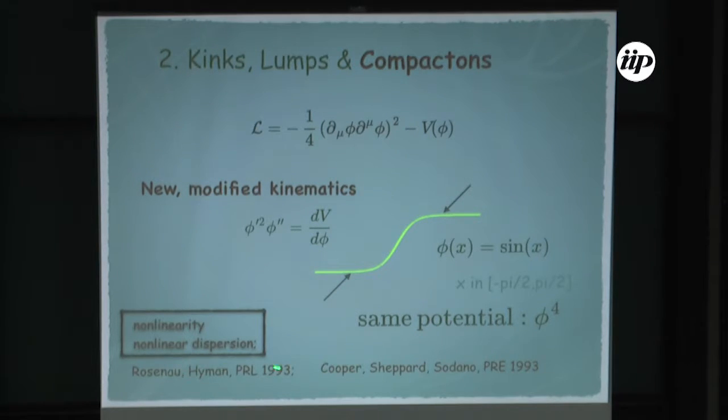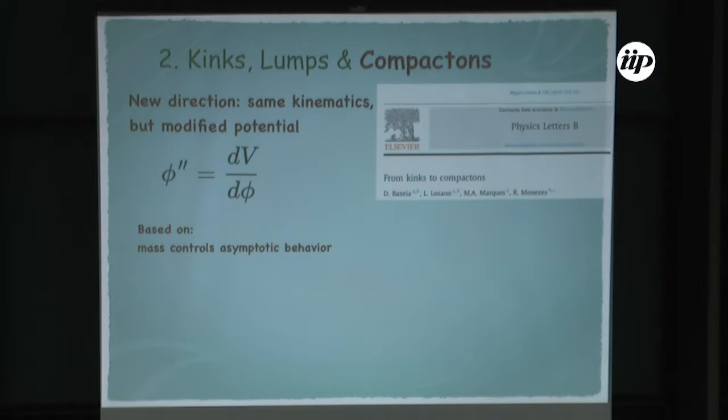The compacton first appeared in this paper in 1993, and then there is a paper by Sodano in the same year. It appeared in the context of an integrable model, the KdV equation. They changed the nonlinear dispersion. You need nonlinearity, and you need nonlinear dispersion too.